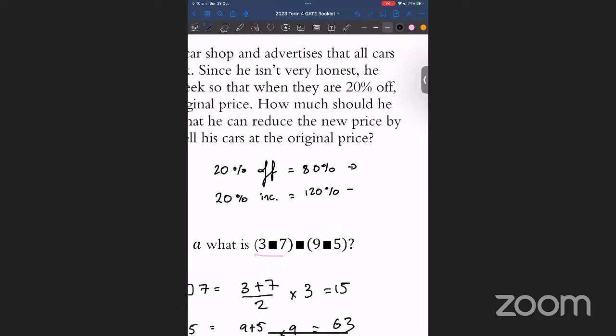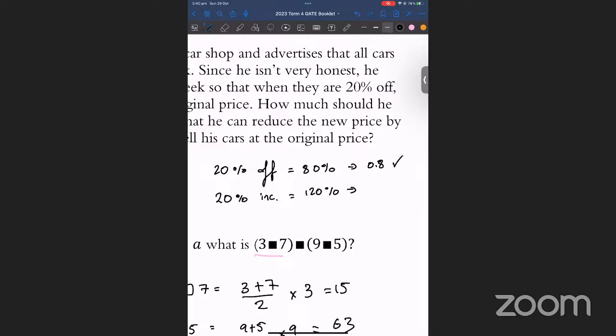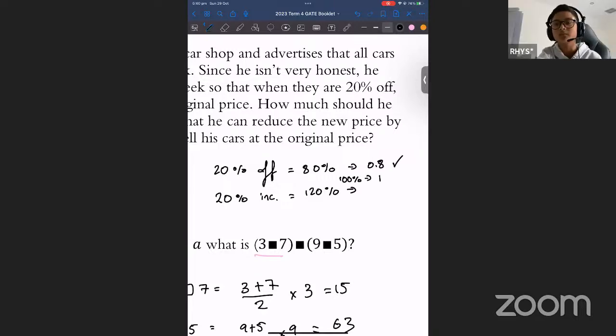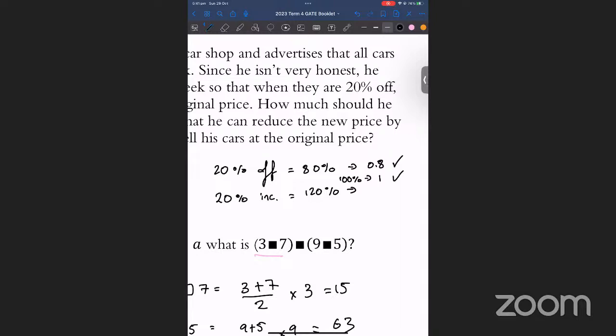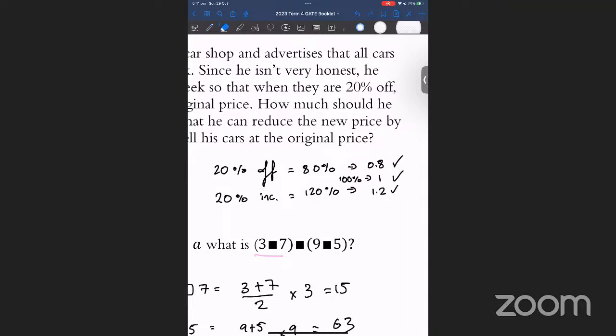Now, the final step I need from you, Reese, is this. What are these two values as decimals? So 80% would be, would it be 0.8? Good man, it is 0.8. And 100% as a decimal? 1. And 120% as a decimal? 1.2. Good man.